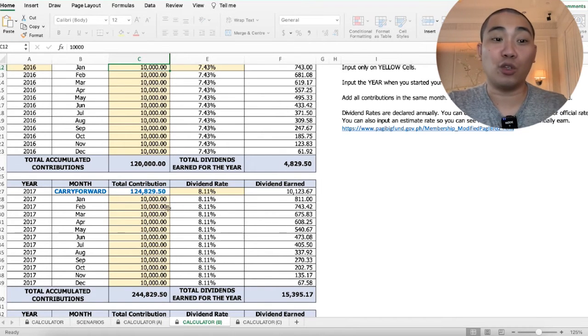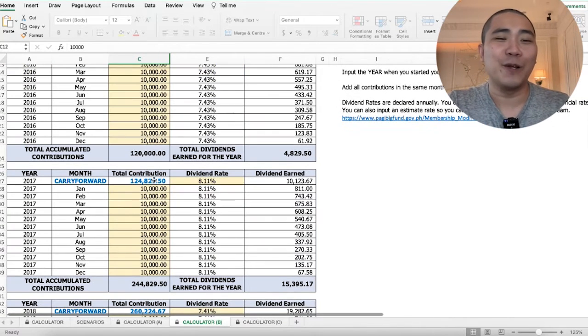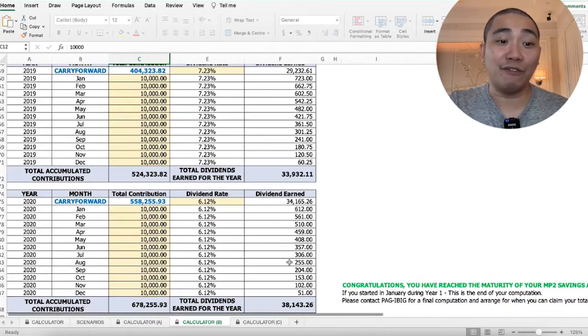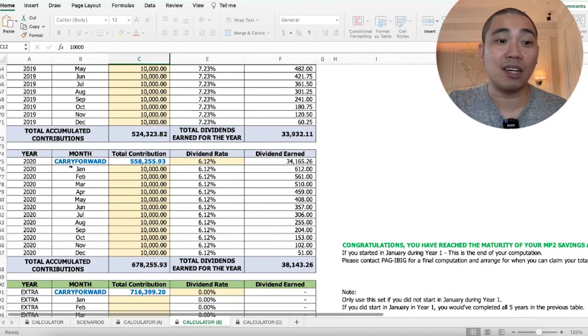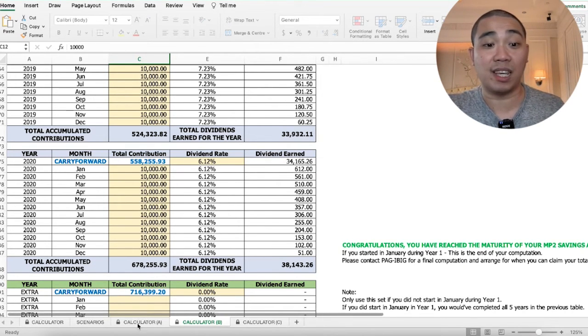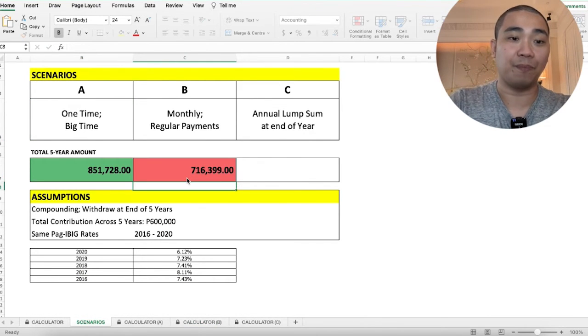Then, nagtuloy-tuloy ka. Sa January, naglagay ka ulit ng 10,000 per month. Naglagay ka lang, and then nag-earn siya. Same logic. At the end of 5 years, pagkatapos ng 2020, nakakuha ka ng total accumulated na 716,399. So, lagay natin dito, 716,399.